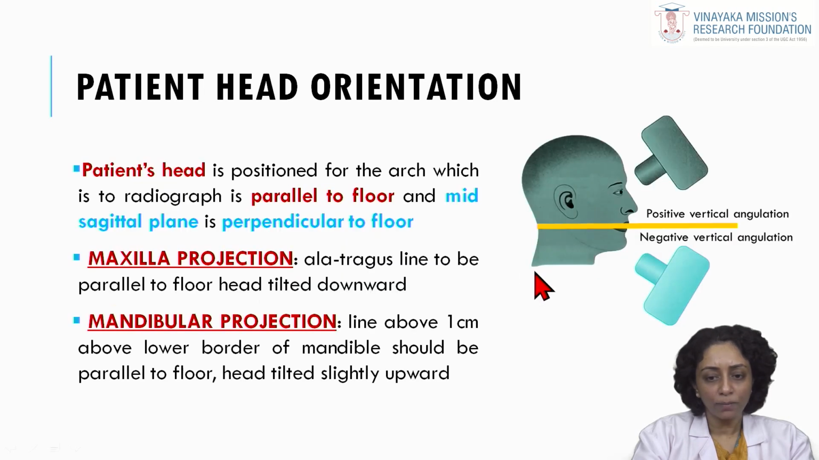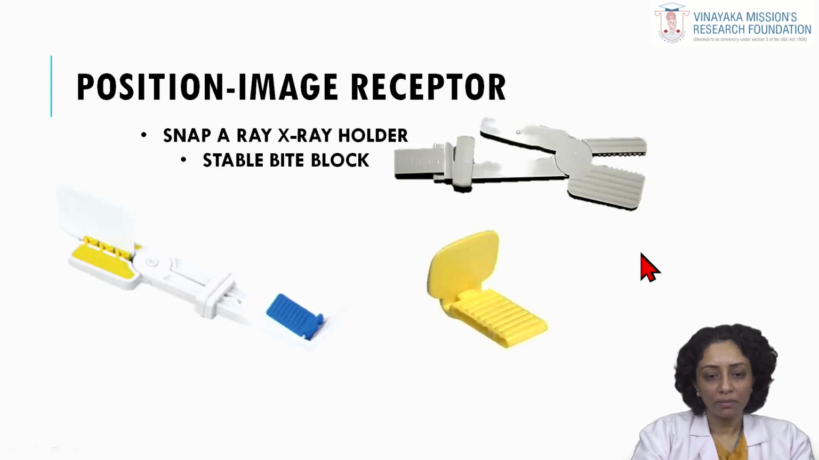Now for the maxillary projection, I had told you that the alar tragus line should be parallel and the head is tilted downward so that the PID will fall onto the maxillary projection, which is indicated by a positive angulation. Whereas for the mandible, this is the PID through which the central beam passes. The PID should be placed 1 centimeter above the lower border of the mandible so that we get a negative vertical angulation. So this vertical angulation will determine the accurate positioning in the radiographs.